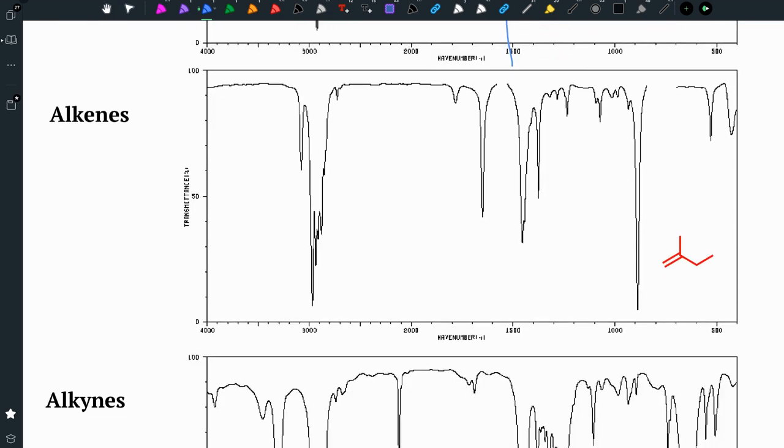When I have an alkene, what's different? Well, now I do have above 3,000. I have an sp2 hybridized CH peak. That's one clue that this is an alkene. The other clue is my peak right at about 1600. A CC double bond will usually be right around 1600. So when I see that, that tells me it's an alkene.